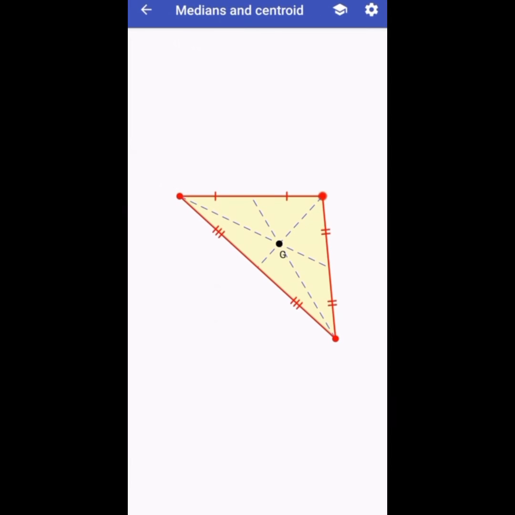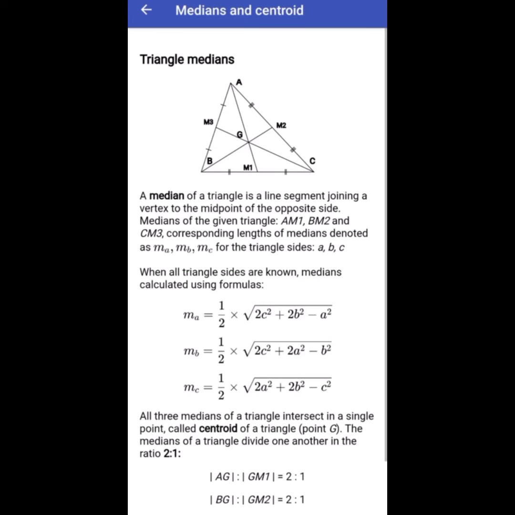So let's go to the medians and centroid. As you can see in the video, a median of a triangle is a line segment joining a vertex to the midpoint of the opposite side. Medians of the given triangle are AM1, BM2, and CM3, with corresponding median lengths denoted as MA, MB, MC for the triangle sides A, B, and C.